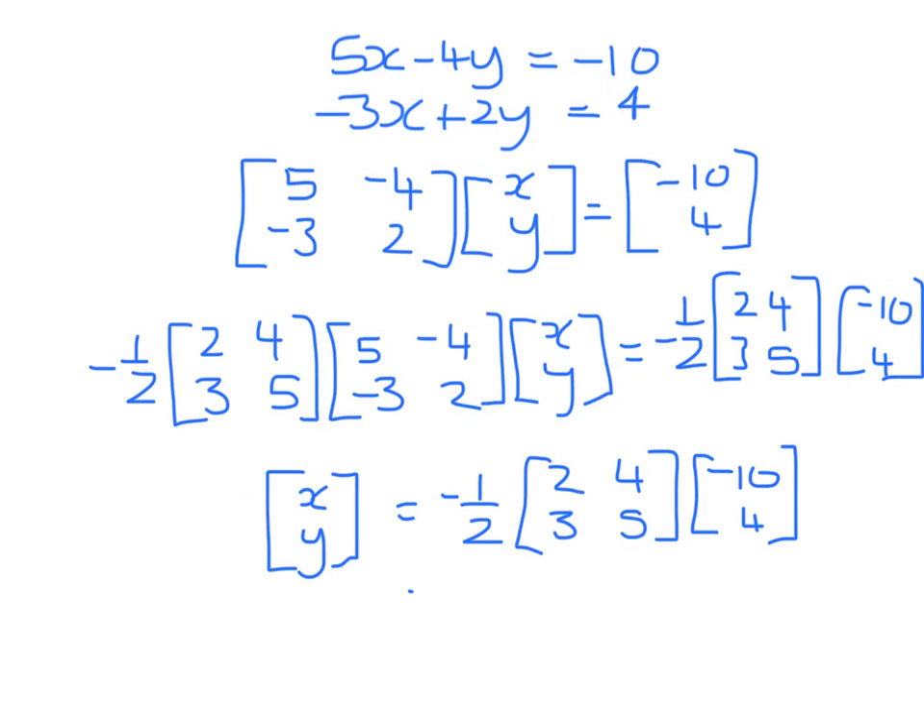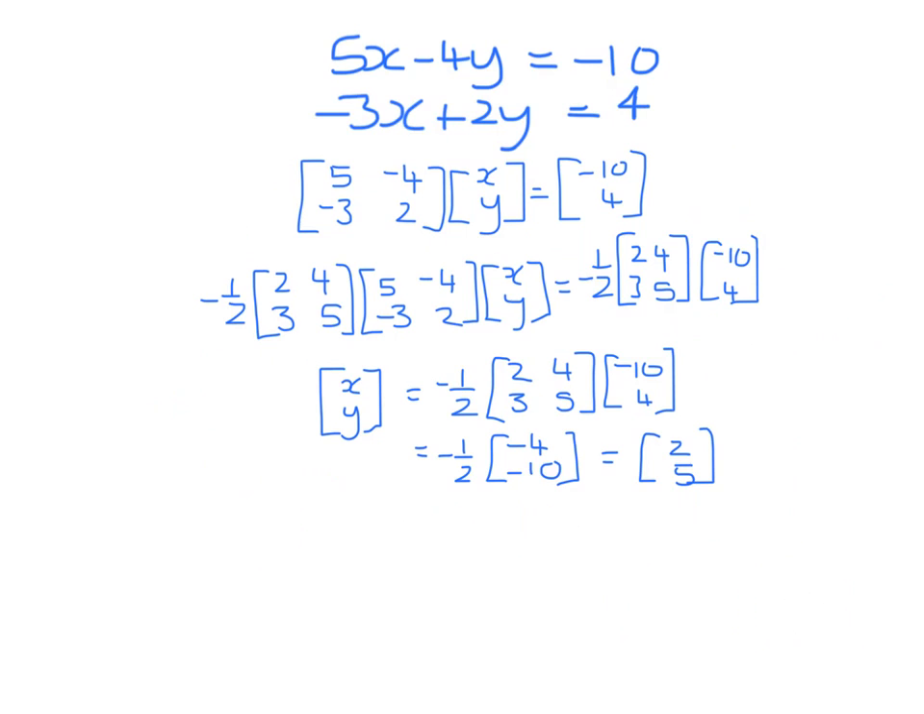So that is minus 20 plus 16, minus 30 plus 20, which gives us 2, 5. So I can now say that x equals 2, y equals 5.